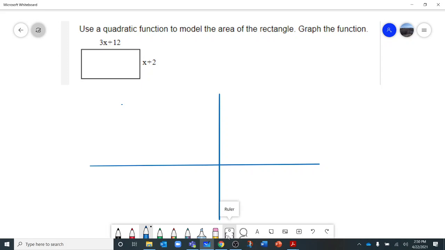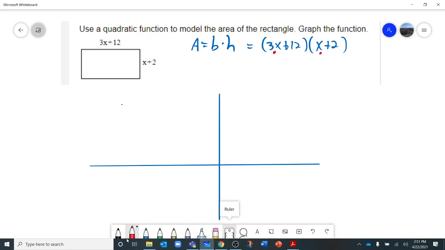Okay, it says use a quadratic function to model the area of the rectangle. Remember, area is base times height, or one side multiplied by the other side. So in this case, it would be (3x + 12)(x + 2). And remember that when you're doing this multiplication, you need to multiply everything in the left parentheses by everything in the right parentheses. So let's start with our 3x.